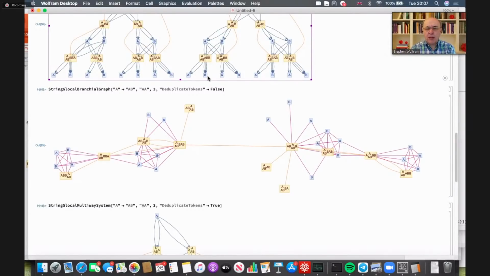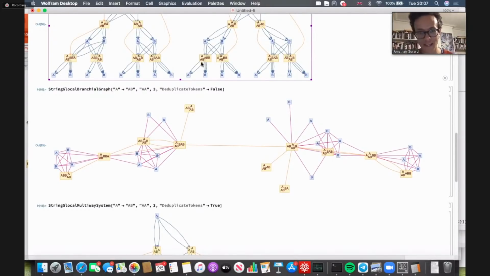I thought the branchial graph was just recording the ancestral relationship between the A and B. Why are there multiple A's and B's there? Which A and B are you talking about? You mean the two A's and the two B's that are connected to this thing here? Yes, that's what I mean. Why are there two A's and B's connected to that event? Why is it not just one A and B?